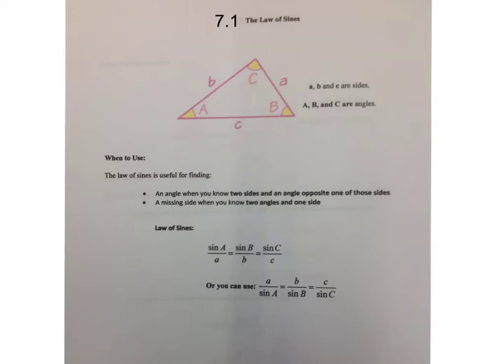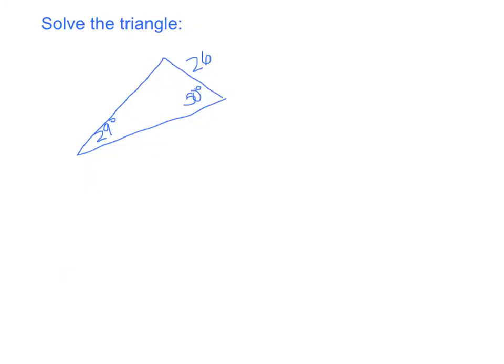These problems are not in the book. You're actually going to use the worksheet that is given to you, so I'm going to be using examples from those to help you. They're going to ask you to solve the triangle. That means find all the missing angles and all the missing sides.